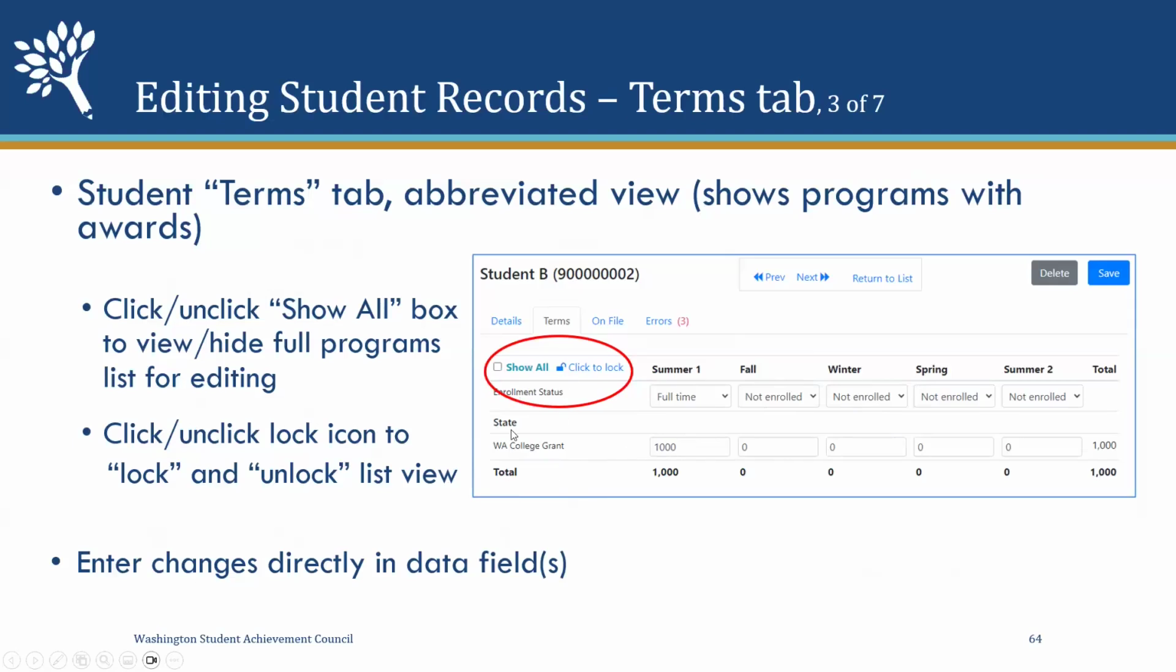If you find you click this and it doesn't drop anything down, you may need to unlock that screen first and then click this, because some people like to see all of the programs all of the time, so you can lock that view. If you only want to see an abbreviated version, you would unclick this Show All and then click the lock. And that way you only see the programs for which you have awards for that student. A reminder again, if you make changes, be sure to save.